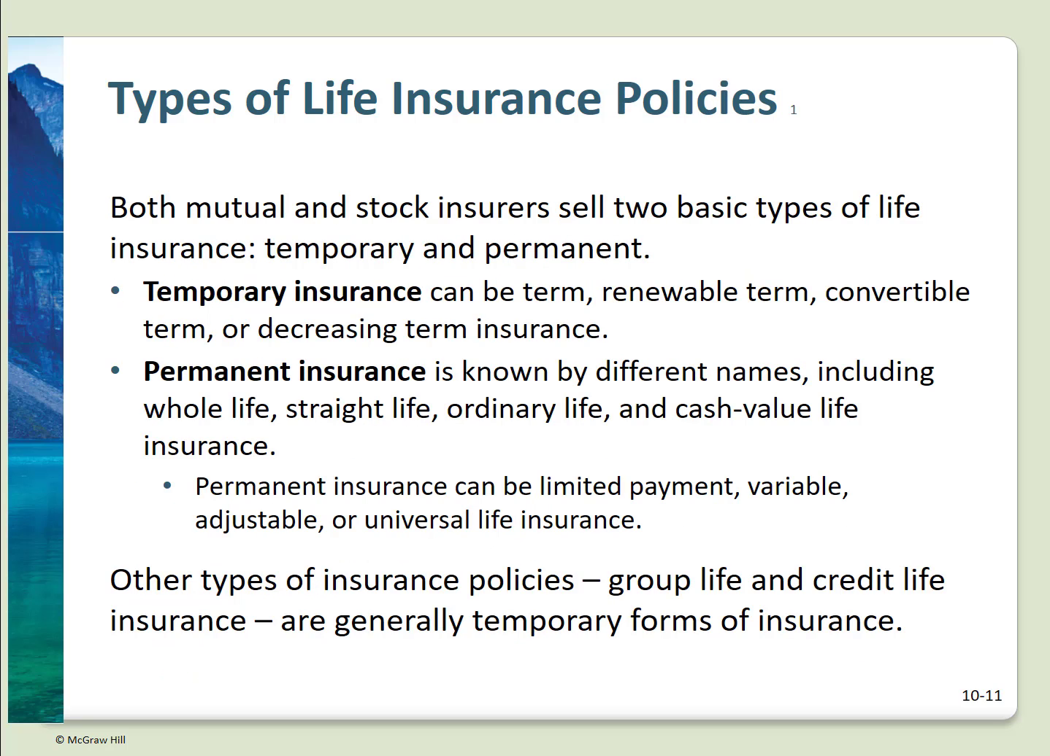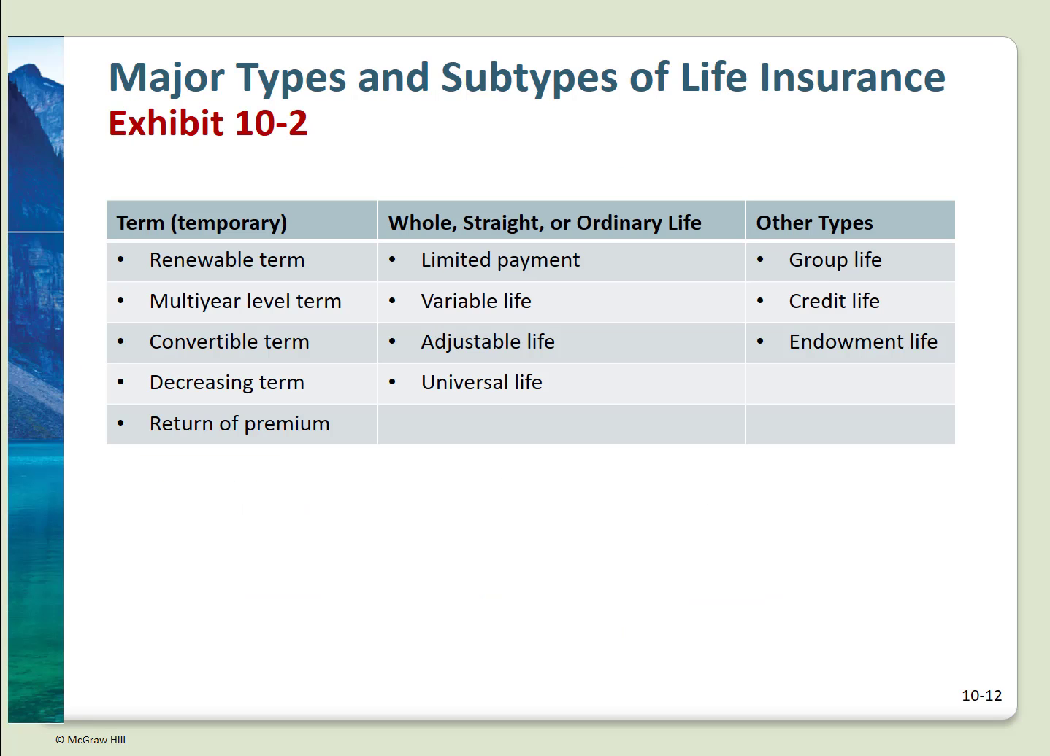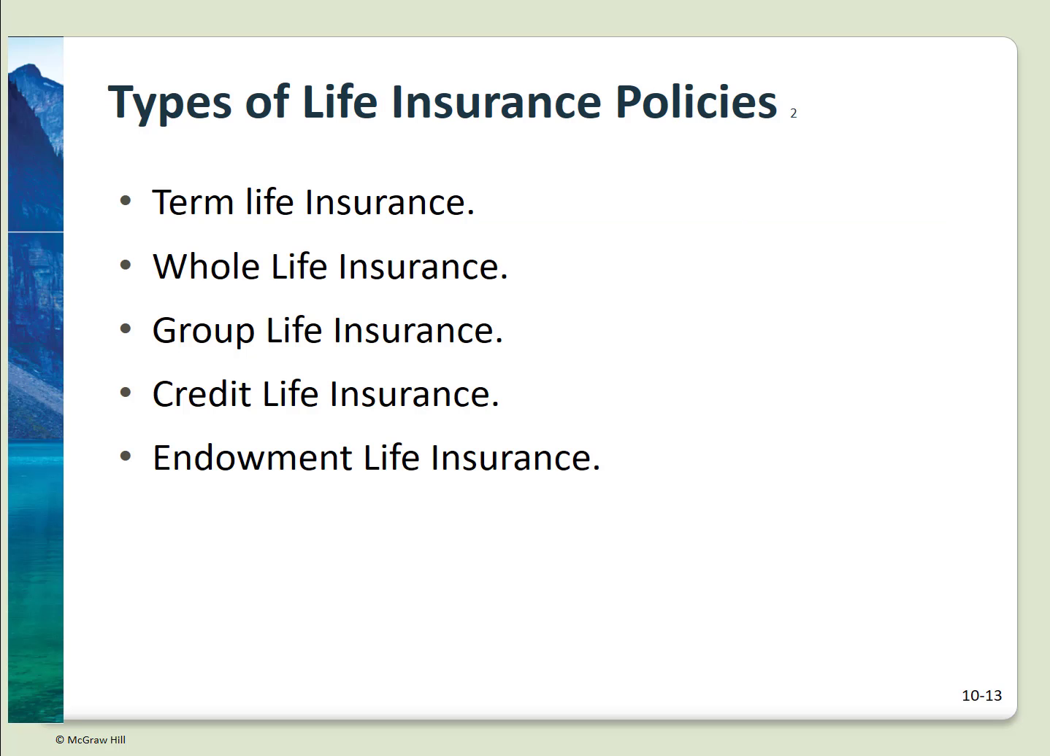There are 2 basic categories of life insurance, temporary and permanent. Term life is basically temporary insurance. It protects the policyholder for a specified time period. If you stop paying the premium, the policy ends. Term life is relatively inexpensive for young adults in good health. Permanent life insurance goes by many names: whole life, straight life, and we'll look at both types. Exhibit 10.2 lists the major types and subtypes of life insurance. Now that we've looked at insurance companies, let's consider the different types of policies, and we'll look at each of these in more depth on the following slides.